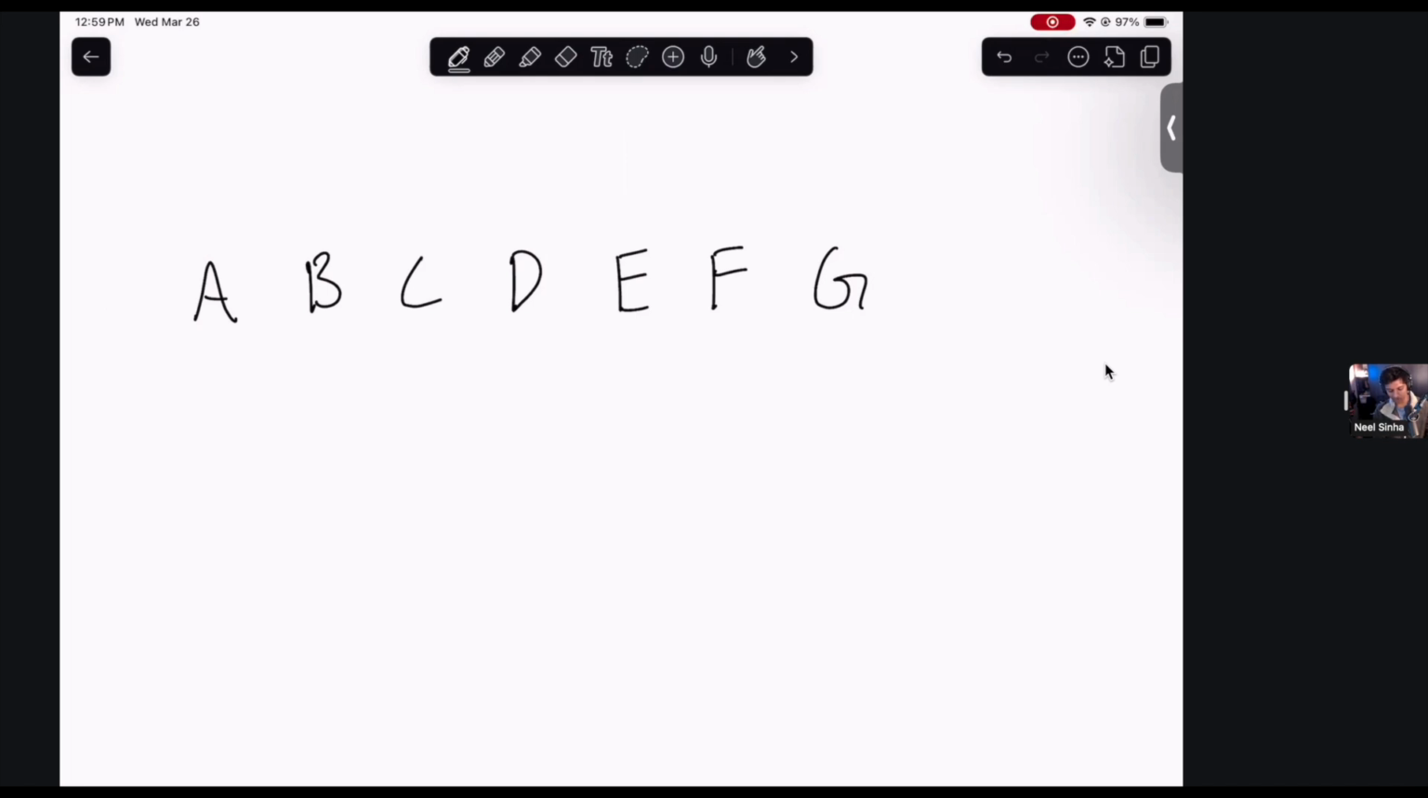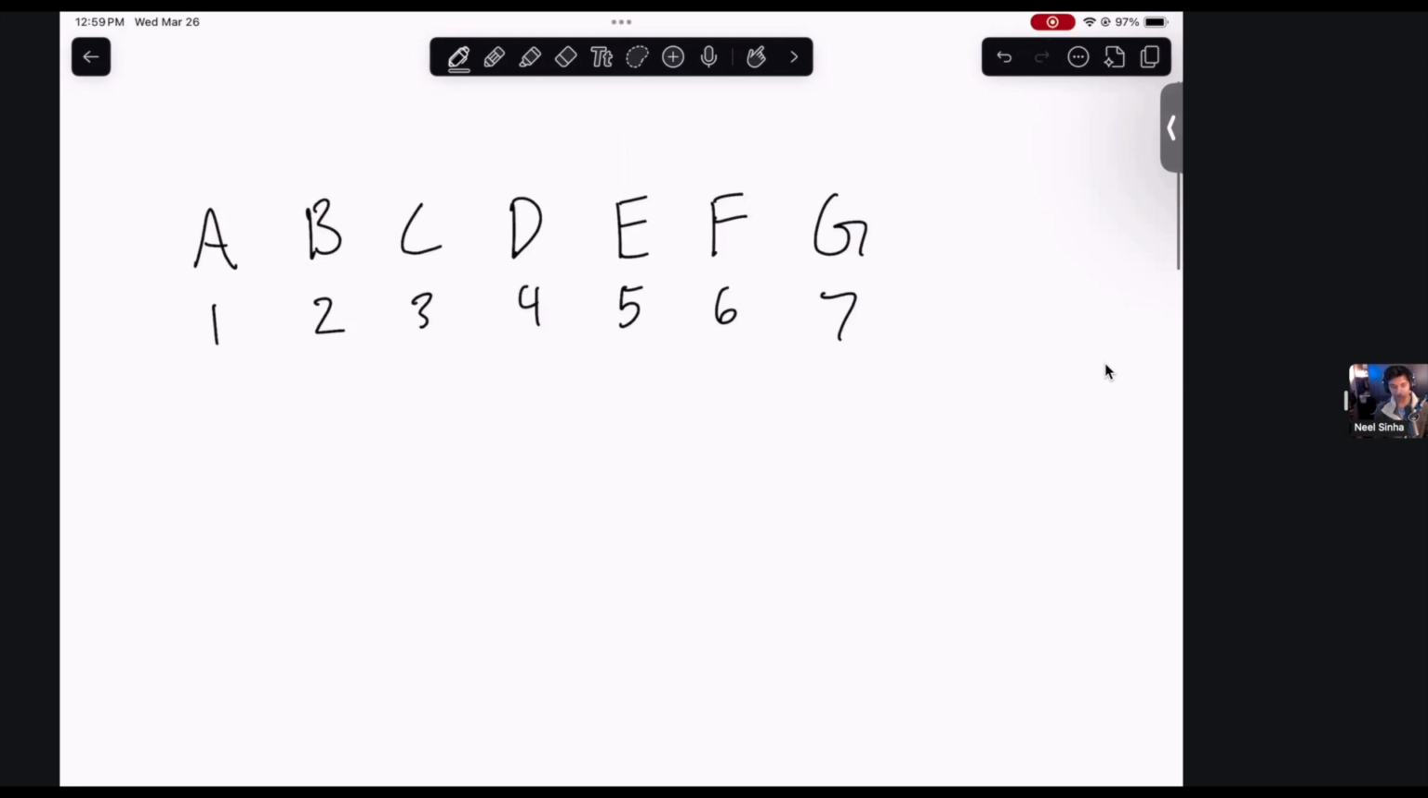So that's 7 notes total, right? 1, 2, 3, 4, 5, 6, 7. But there's actually 12 notes in music that we use. So these are called the natural notes. That's pretty easy to remember. Natural notes being the normal alphabet.